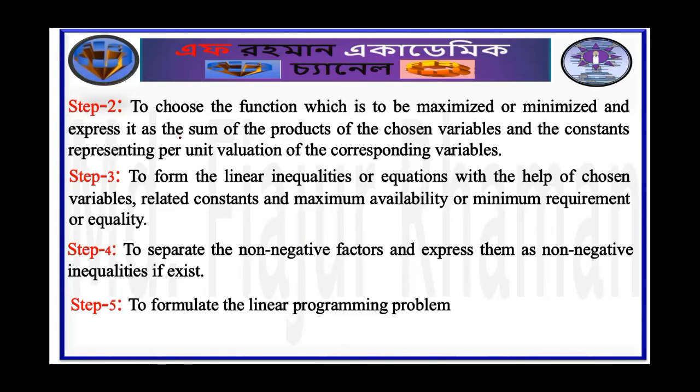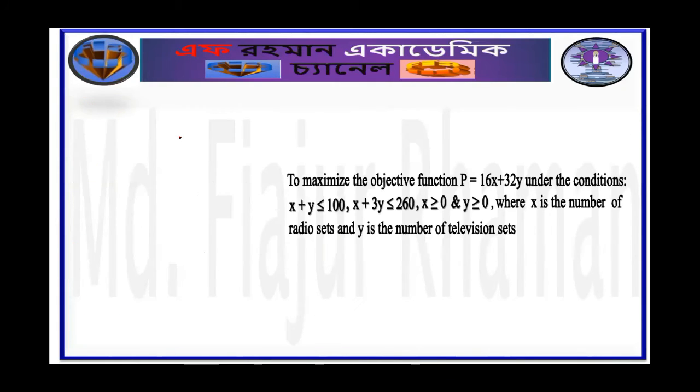Step 5: formulate the linear programming problem. Let us now find the maximum profit. We are asked to maximize the objective function P equals 16x plus 30y under the conditions x plus y less than or equal to 100, x plus 3y less than or equal to 260, x greater than or equal to 0 and y greater than or equal to 0. Or you may be asked to solve the linear programming problem.